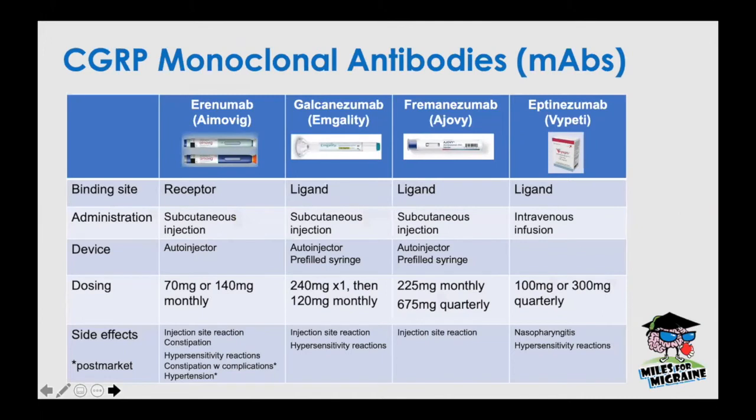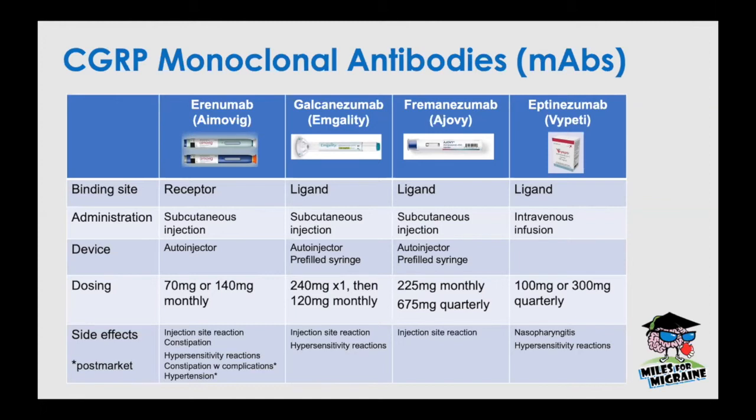CGRP monoclonal antibodies. So now there are four of them, with Vyepti being recently approved as well. The first three, some, if not all of you, may be familiar with: Erenumab, Galcanezumab, and Fremanezumab. Like I was saying, Erenumab binds at the receptor site, so the CGRP can't get there, and the other two are ligand, so they bind to the CGRP itself, so they can't fit into the receptor.